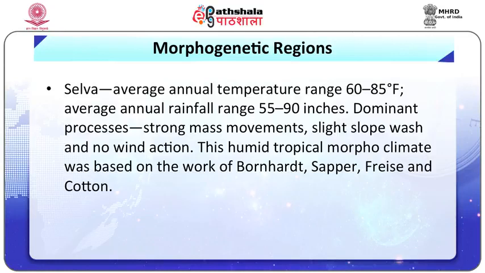Fifth, selva. Average annual temperature range between 60 to 85 degrees Fahrenheit. Average annual rainfall range between 55 and 90 inches. Dominant processes include strong mass movement, slight slope wash and no wind action. This humid tropical morphoclimate was based on the work of Barnhart, Sapper, Fraze and Cotton.